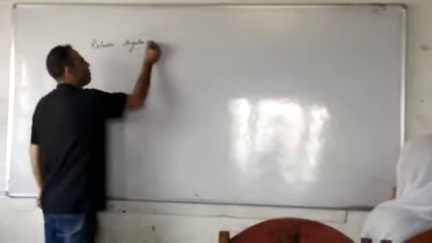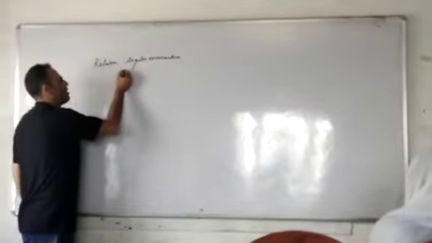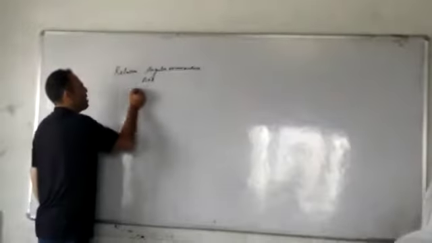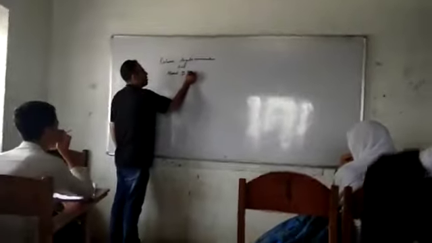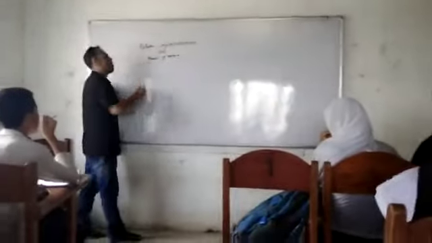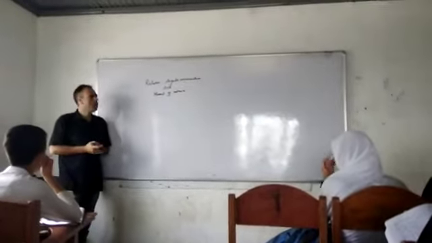Angular momentum and moment of inertia. The first relation is the relation between angular momentum and moment of inertia. We will write down this angular momentum in terms of moment of inertia. See how we will discuss this.